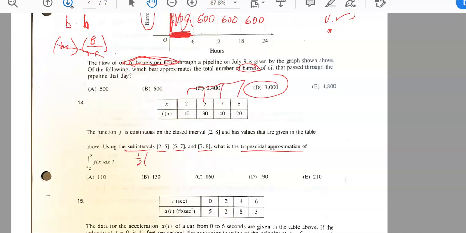So you do 1/2. Our first change in x is 3. The bases would be 10 and 30. Our second change in x from 5 to 7 would be 2, and those bases are 30 and 40. And then 1/2, our final change in x from 7 to 8 would be 1. And then we would do 40 plus 20. That's a 40. At least now it is. Throw that into the calculator, add those all up, should give you 160.